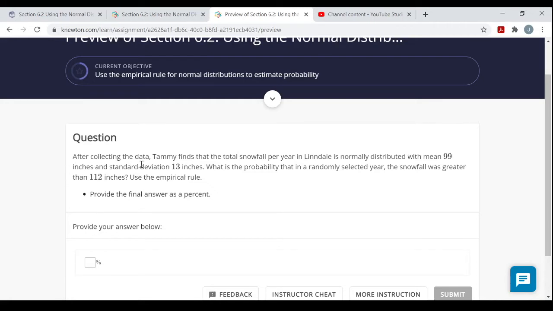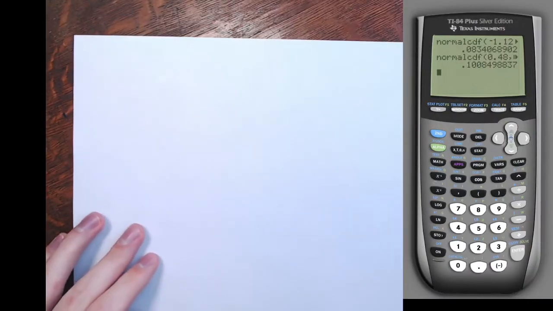All right, so here, after collecting the data, Tammy finds that the total snowfall per year in Lindale is normally distributed with a mean 99 inches and standard deviation 13 inches. So what is the probability that in a randomly selected year, the snowfall for that year was greater than 112 inches? So again, I'm going to draw another picture. So I'll get rid of the calculator for a second.